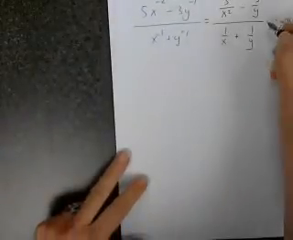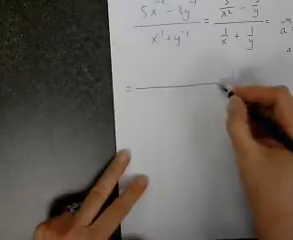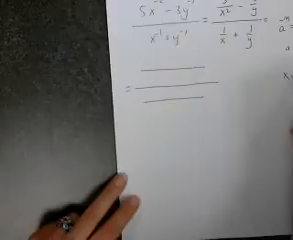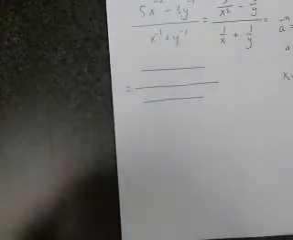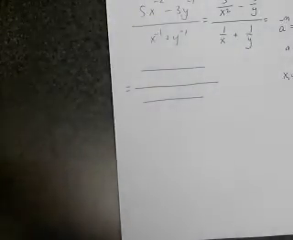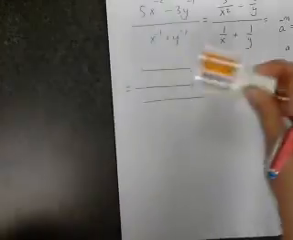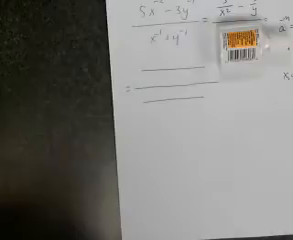Okay, so now I know what I need to do. Of course, x and y cannot be 0. That's all I would like you to write. Okay, I need the least common denominator for the numerator. Forget about the denominator for a while. What is the least common denominator for the numerator?